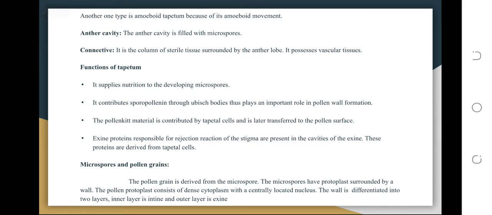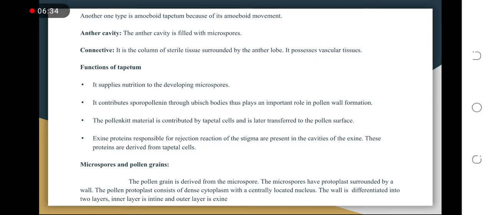Next, functions of tapetum. It supplies nutrition to the developing microspores. It contributes sporopollenin through orbicules. Thus it plays an important role in pollen wall formation. The pollen kit material is contributed by tapetal cells and is later transferred to the pollen surface. Exine proteins responsible for rejection reaction of the stigma are present in the cavity of the exine. These proteins are derived from tapetal cells.